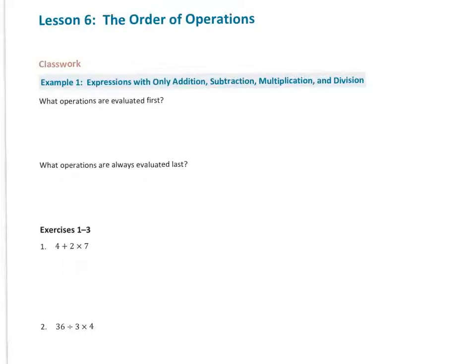Hey there, sixth graders. So we're going to work on the order of operations. That means when you're looking at an expression or an equation, which order do you solve it? So first off, we're starting off with expressions that only have addition, subtraction, multiplication, or division. These are each operations. So which operation is evaluated first?